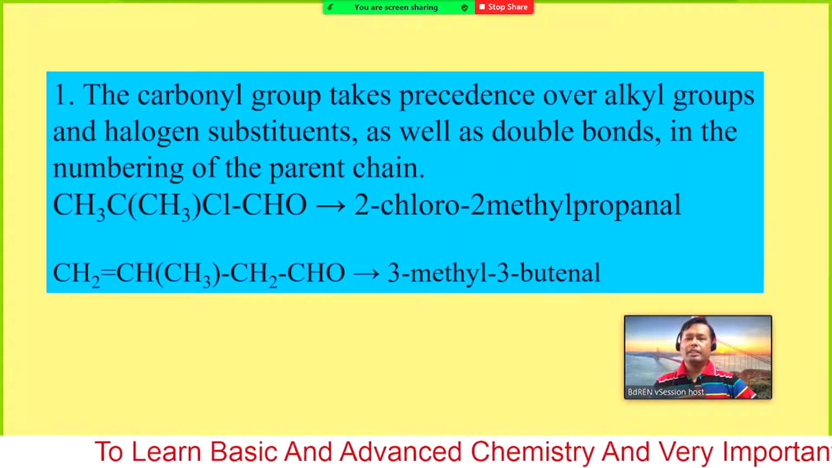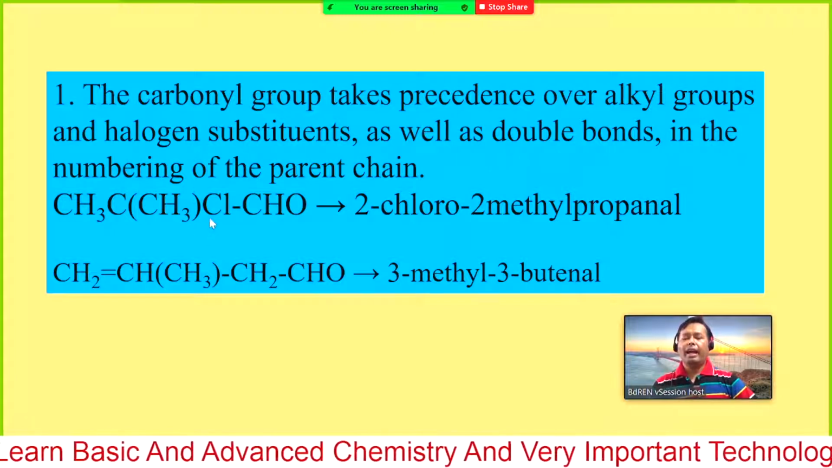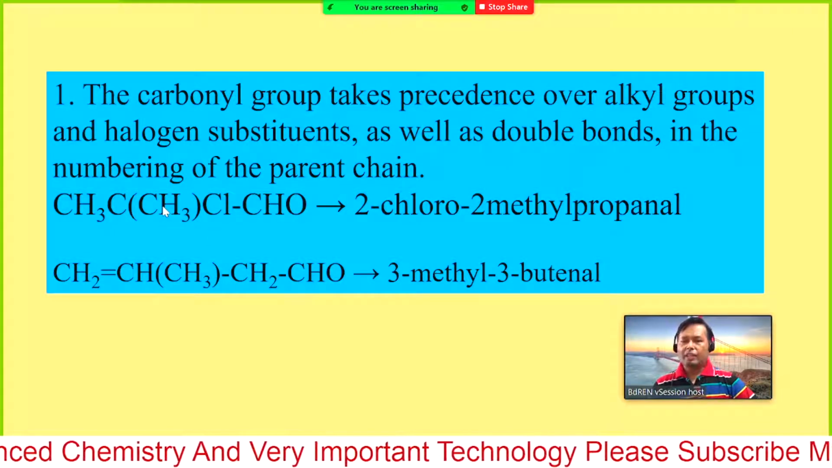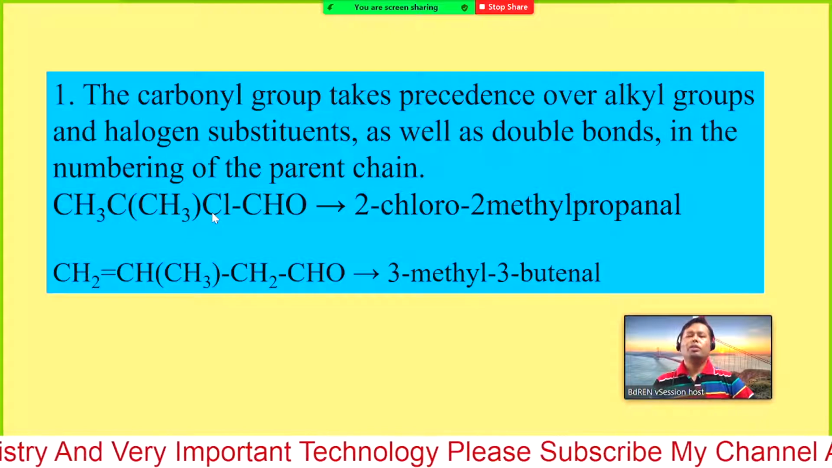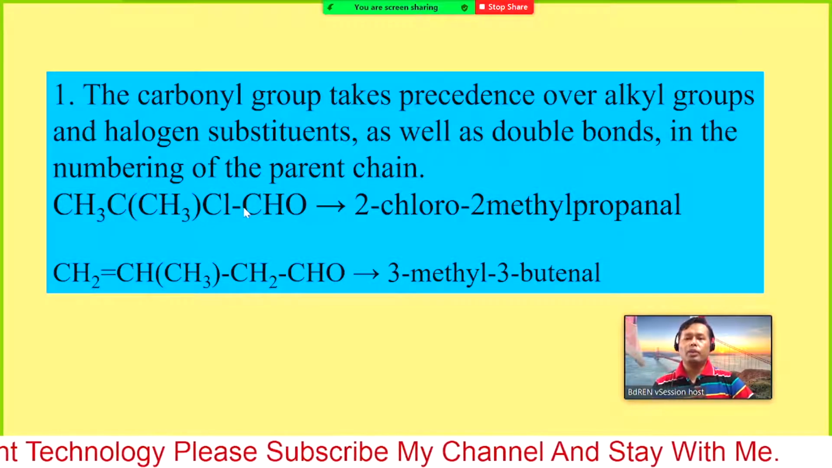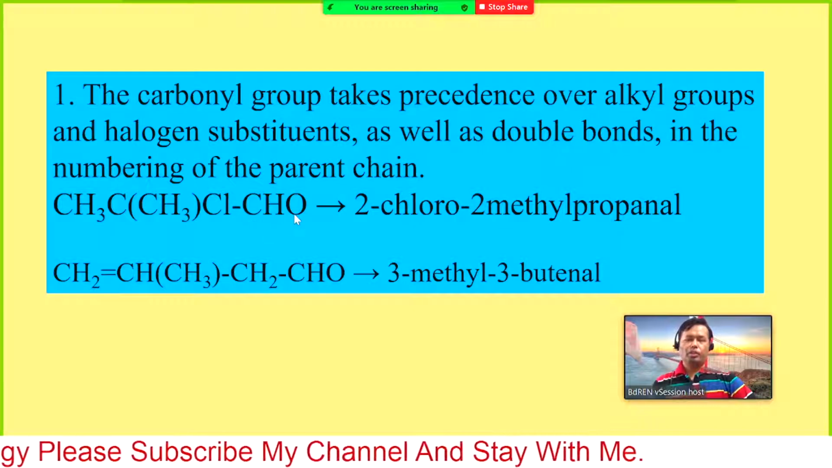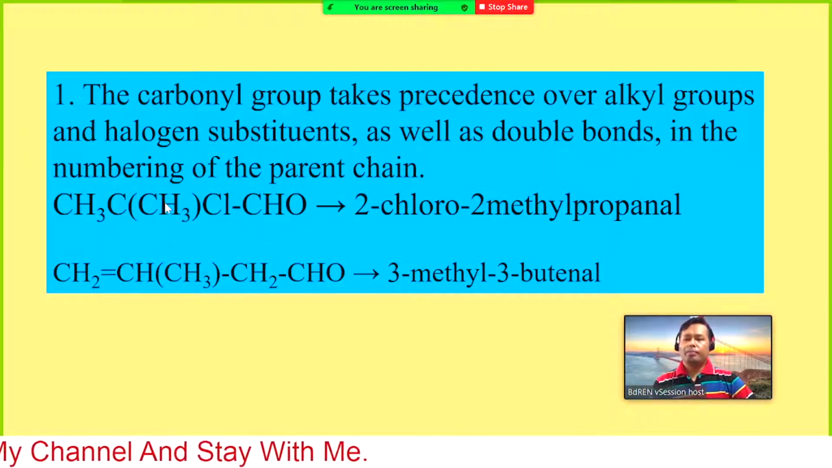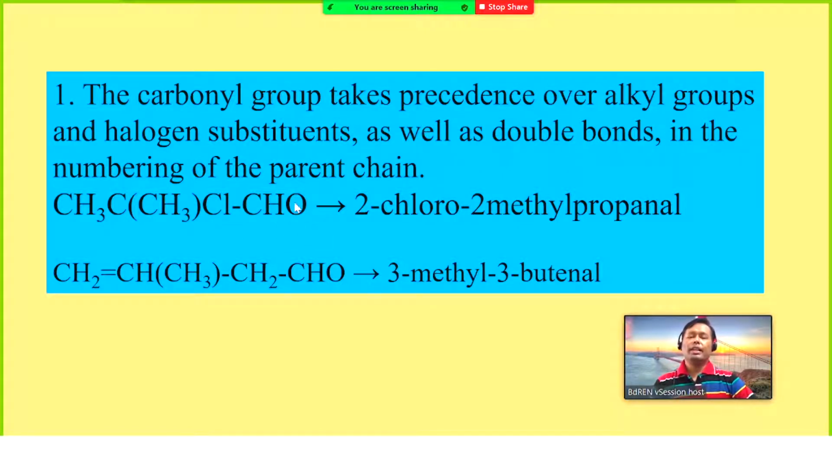So this is a compound, it has an alkyl halide. So this is the alkyl group, this is the halide group. And also we have an aldehyde group. So we have 3 different types of functional groups or substituents: alkyl, halide, and then aldehyde.